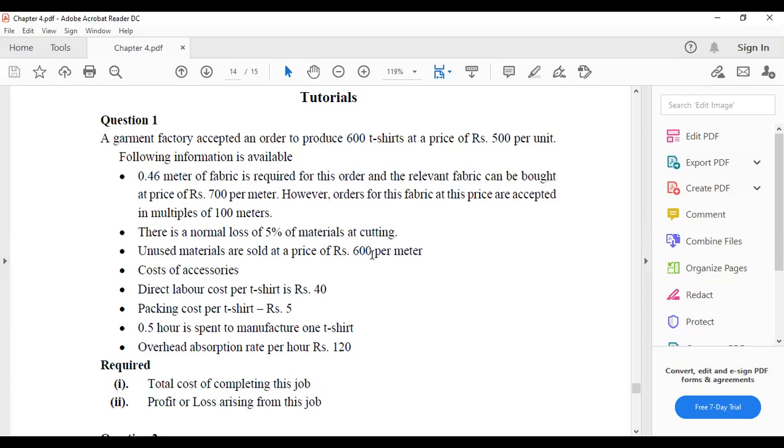Right. The requirement: the total cost of completing this job. So what is the total cost of completing the job and profit or loss arising from this job? So you need to figure out two things: the total cost of completing the job and profit or loss arising from this job. Okay, I would like you to attempt. You can take like 10 minutes time, I would say. So take 10 minutes and try that out.